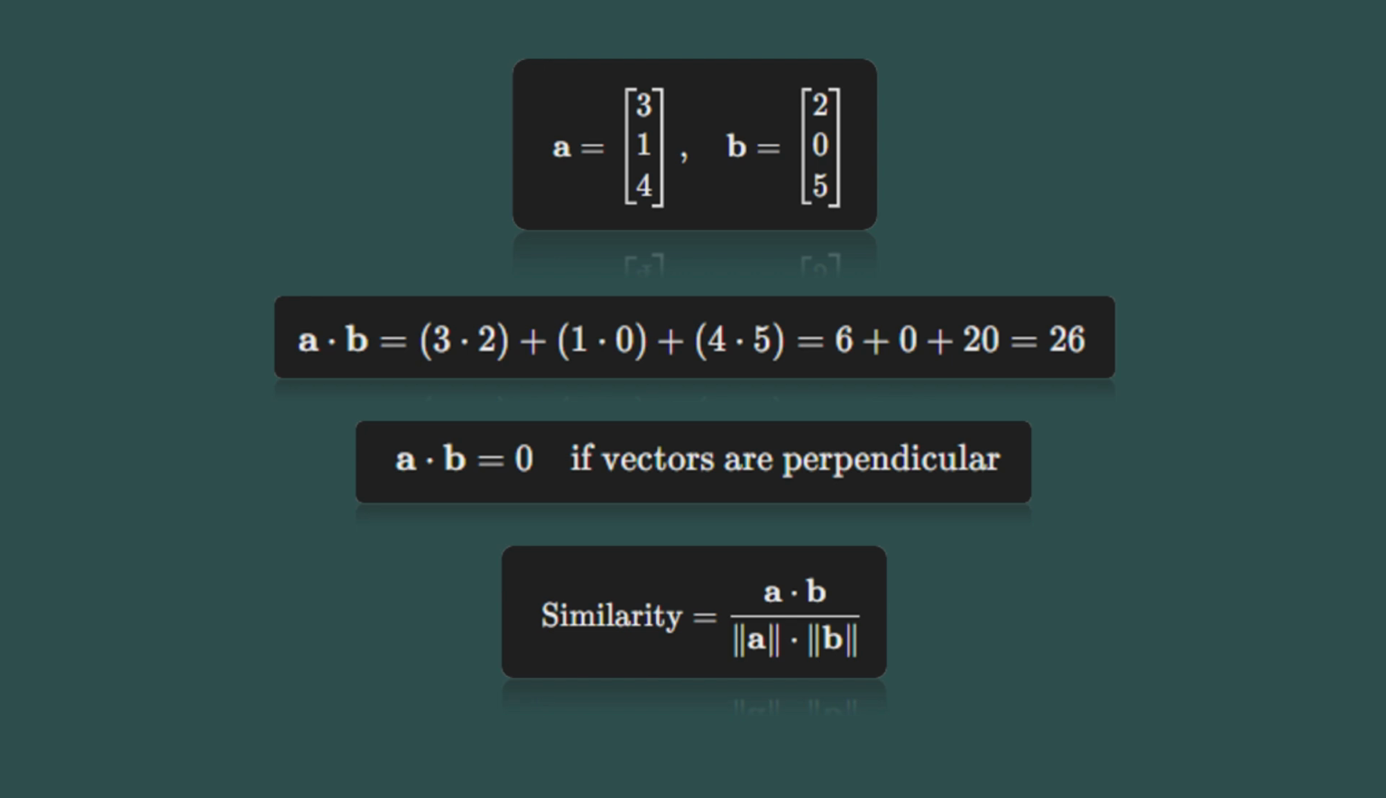For instance, in recommendation systems, the dot product measures the similarity between a user's preference vector and an item's feature vector. A higher dot product means the user is more likely to be interested in the item. Similarly, in cosine similarity, the dot product is used alongside the magnitudes of the vectors to measure the angle between them, helping us quantify their similarity in a normalized way.